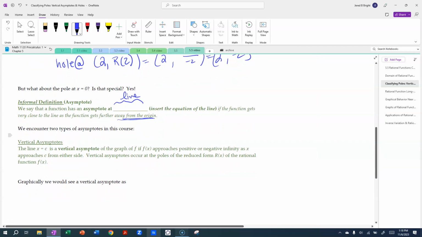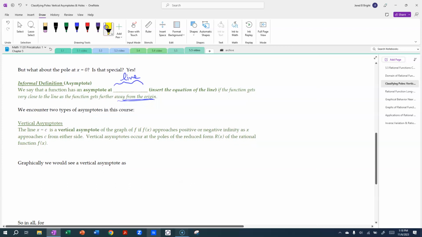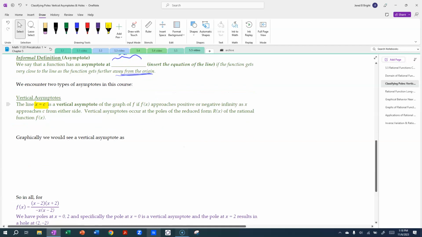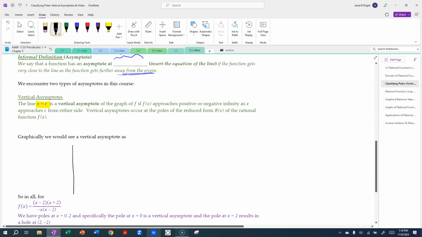And so we do encounter two types of asymptotes in this course: vertical, and then you're going to guess the other one is probably horizontal. You're going to be right, but we'll talk about horizontals later on. But when we talk about vertical asymptotes, it is a line of the form x is equal to c. So then when we look at a graph, I'm going to say, okay, here is c. I don't know what it is, but it's a line. This is the x value, and it's all along here. Okay, this is the line x is equal to c.